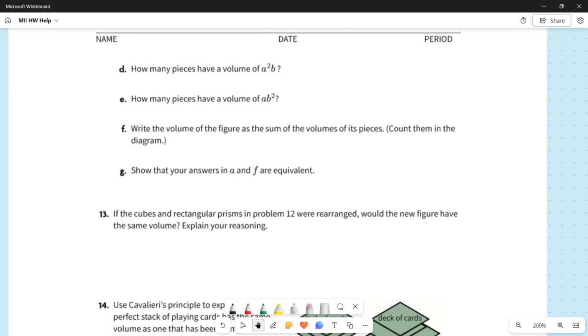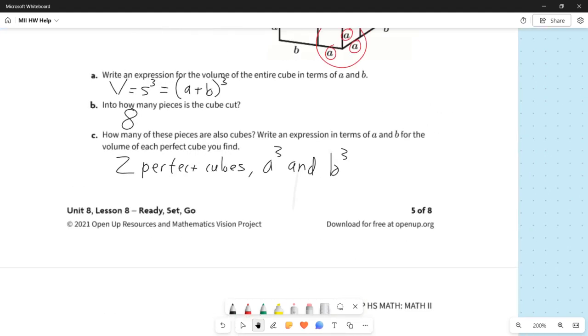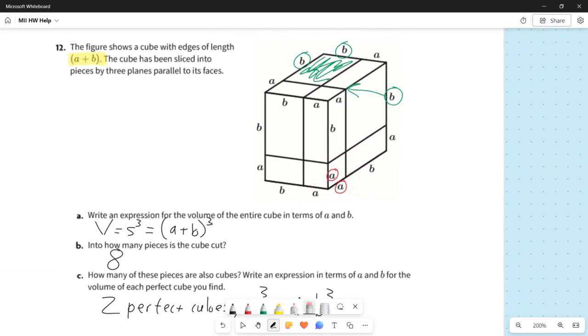Part D. How many pieces have a volume of A squared times B? All right. So we're looking for ones that are A by A by B. One of them is right here, because this has a depth of A. This bottom left front block has a height of A, a width of B, and the depth is also A.